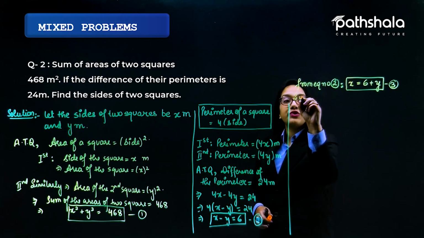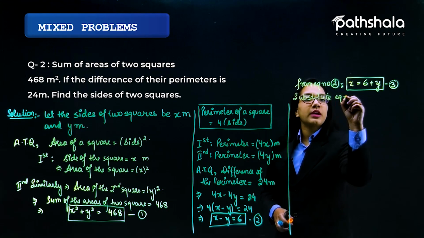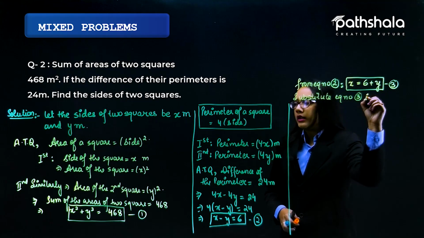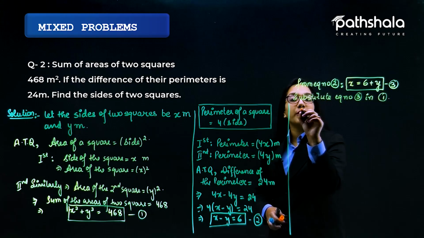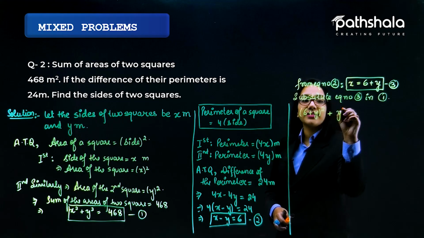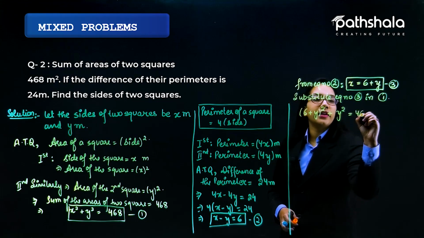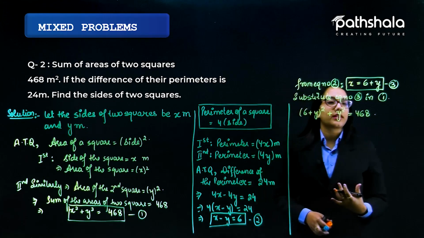So let's substitute equation number 3 in 1. This would be nothing but x square, and x square means (6 plus y) whole square, plus y square, which is equal to 468. So (6 plus y) whole square plus y square is equal to 468.